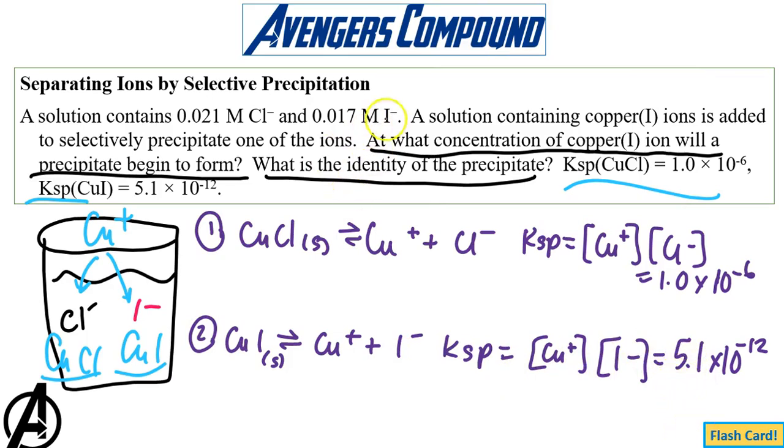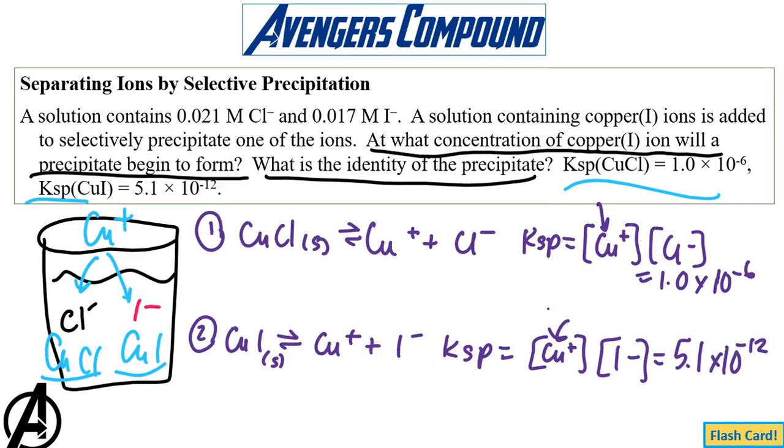And so can we answer one of our questions, which is what is the identity of the precipitate, or can we answer at what concentration? Right now, we can't answer the concentration of Cu+. That's what we're going to be solving for here. We're going to be solving for these concentrations to see what it is, so we can answer that portion. But as far as the identity of the precipitate, we can answer that right now just from previous knowledge.